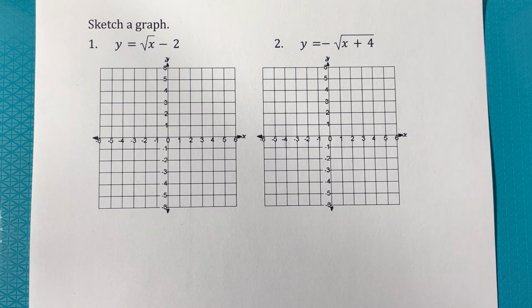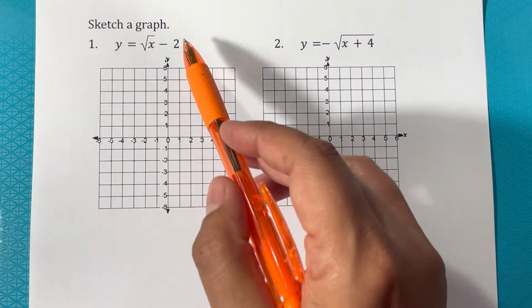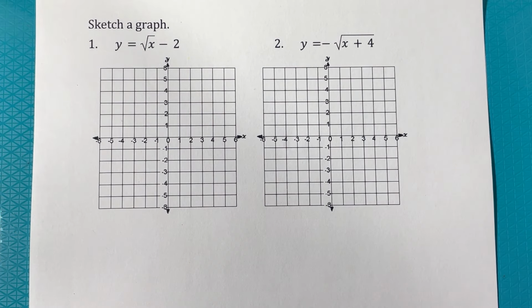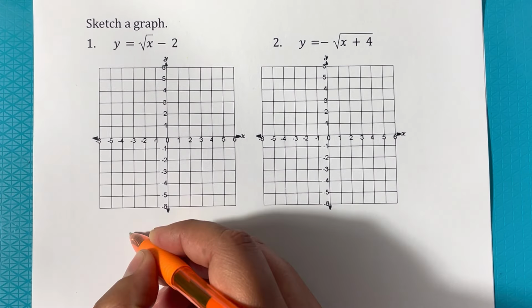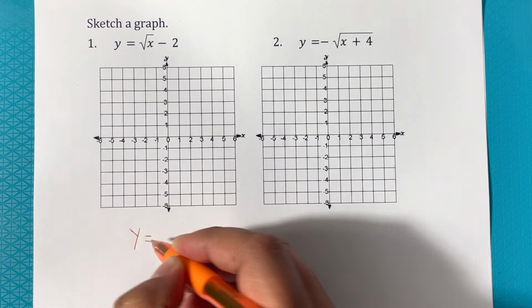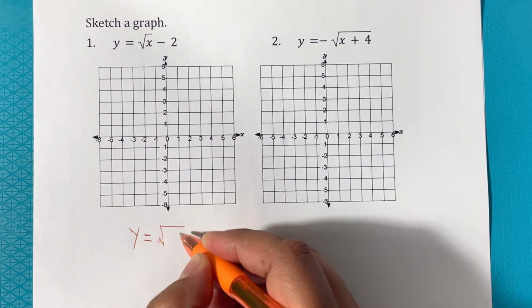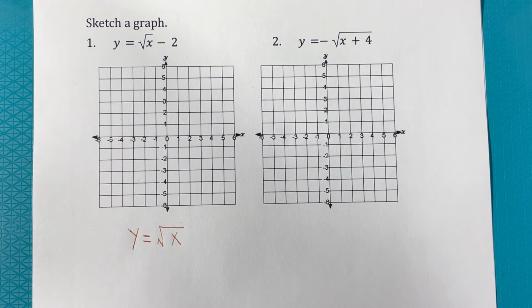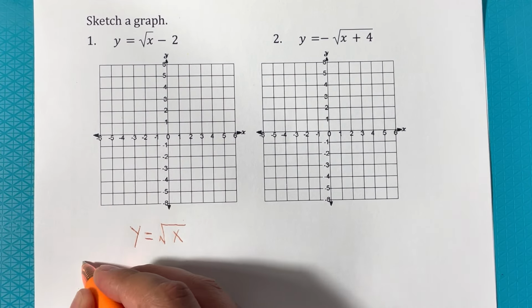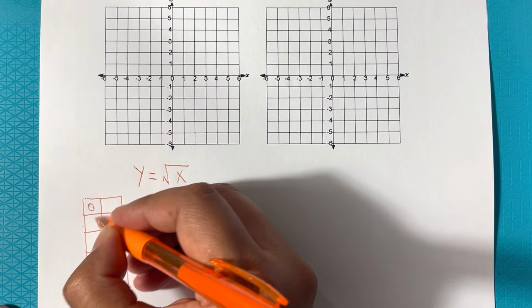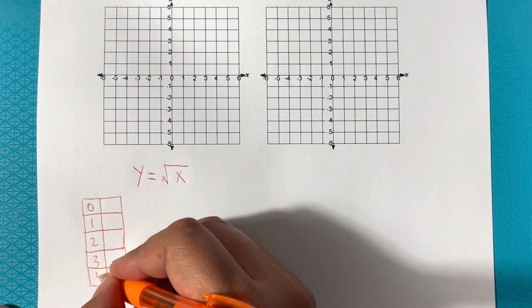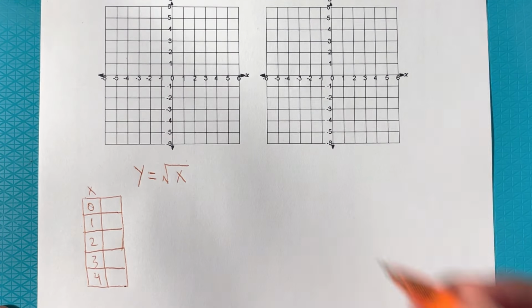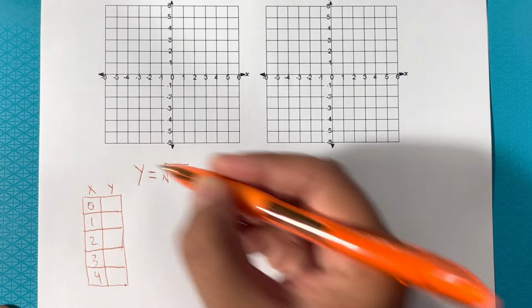Today's objective is to graph radical equations by creating a table, but I would also like to apply the mother graph and see what the transformations are so that you can have both of them. So for the mother graph, you will always have y equals the square root of x. What that means is, let me create a table. So you have 0, 1, 2, 3, 4. That will be the value of x, and we're trying to find the value of y.